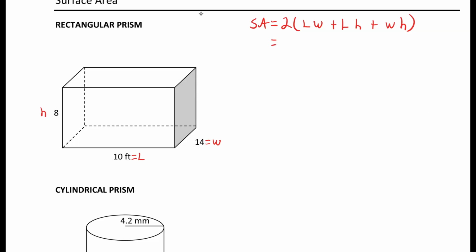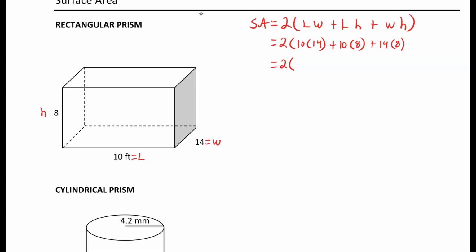We're going to follow this down with 2 that comes down, and we're going to put in length times width. So length is going to be 10, and our width is going to be 14, plus our length, which is 10, multiplied by our height, which is 8, plus our width, which is 14, multiplied by our height, which is 8. Closing that bracket. Again, this 2 carries down, and we have 10 multiplied by 14. Remember, we have to follow the order of operations here. So we want to start within the bracket, and then we're going to move to the multiplication outside the bracket.